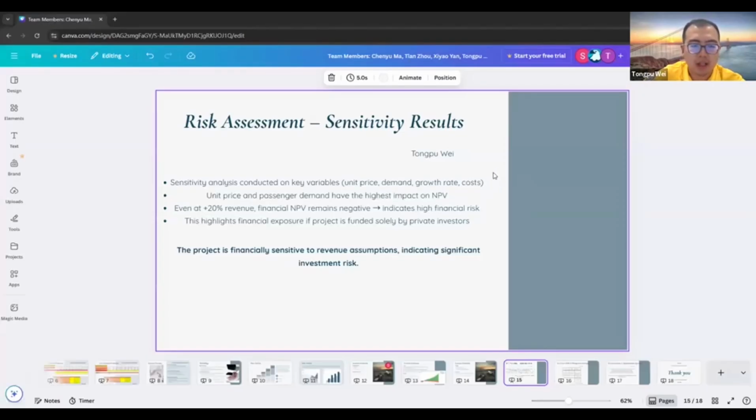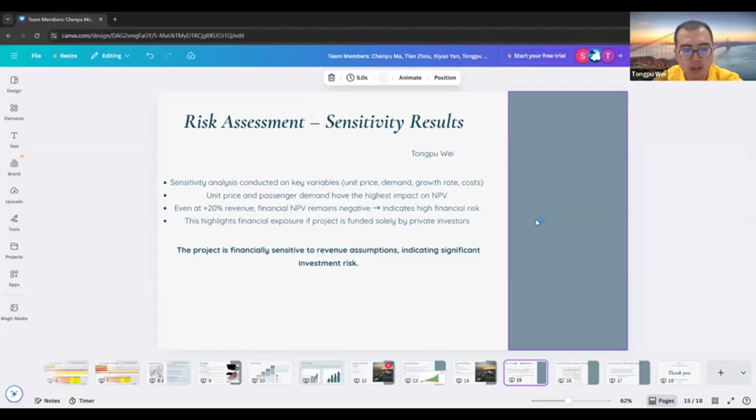I'm Tongpu Wei, and I'd like to share our risk assessment and recommendations. In this section, we assess the financial risks of Western Sydney Airport using sensitivity analysis. We tested key variables such as unit price, passenger demand, growth rate, and cost. The result shows that unit price and passenger demand are the most sensitive drivers of NPV.